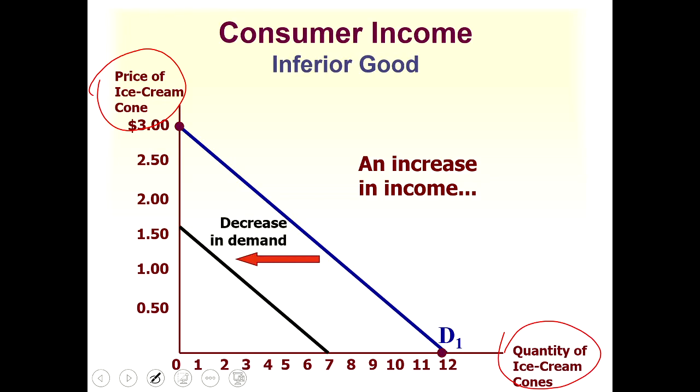So if your income increases, and an increase of income leads to a decrease in demand for ice creams, then that means that ice cream is an inferior good and not a normal good. So it's important to understand the difference between inferior and normal goods. In the case of normal goods, an increase in income leads to an increase in demand, and a decrease in income leads to a decrease in demand. But in the case of inferior goods, an increase in income leads to a decrease in demand, and a decrease in income leads to an increase in demand. So it's opposite. All right, I hope you understand it.